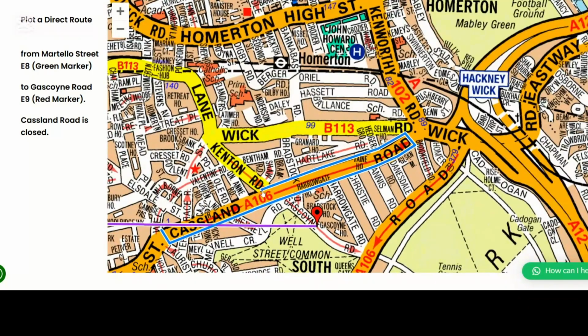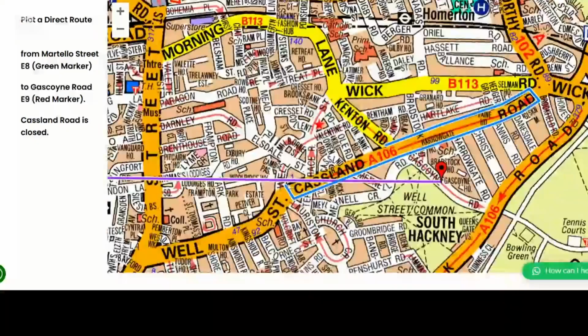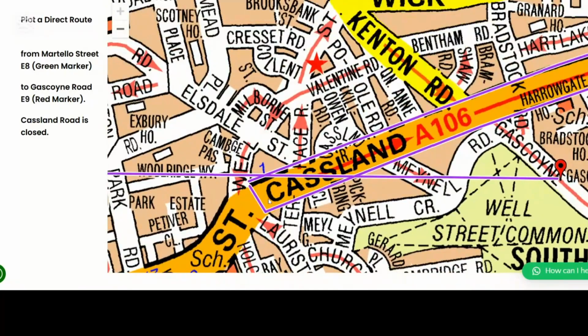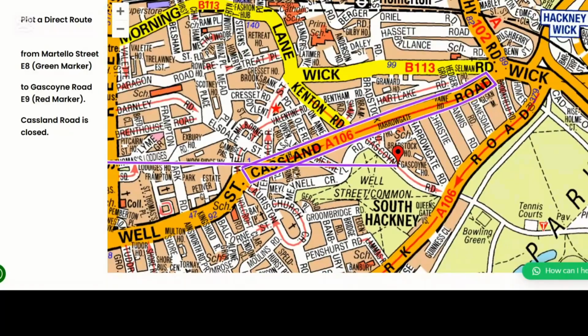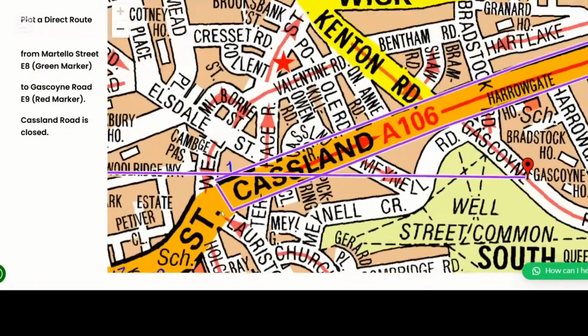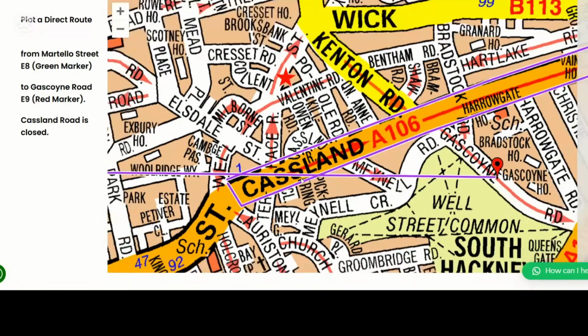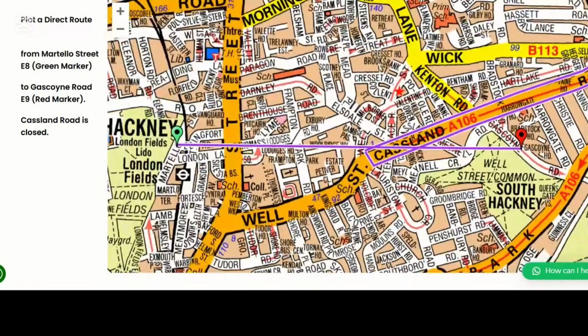Once we have isolated our closed road, we can start planning our route. A closed road essentially means that we cannot use any section of this road. We cannot access this road, neither can we navigate from this specific road. It means that we cannot enter Cassland Road and we also cannot cross it using these adjacent streets. Now let's start planning.